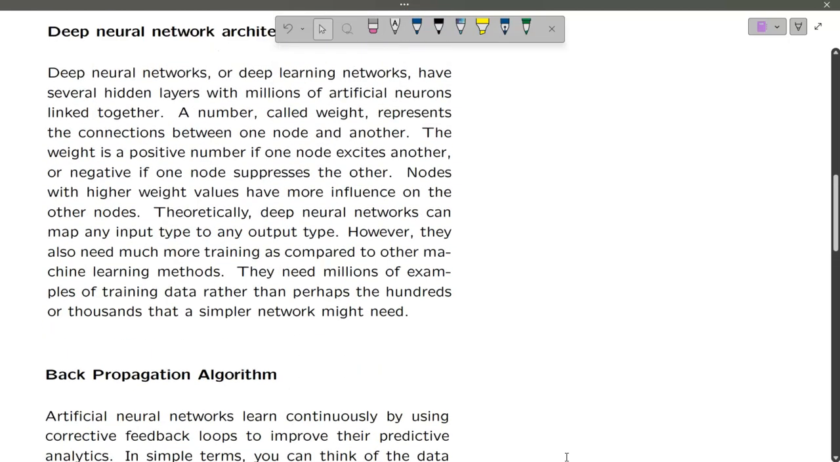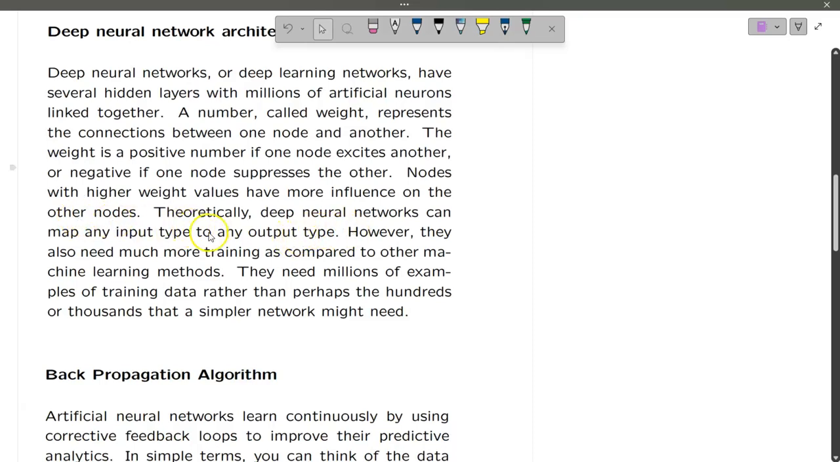There is a concept called deep neural network or deep learning. Deep neural networks or deep learning networks have several hidden layers with millions of artificial neurons linked together. A number called weight represents the connections between one node and the other. We call them edges. The weight is a positive number if one node excites another, or negative if one node suppresses another. Nodes with higher weight values have more influence on the other nodes.